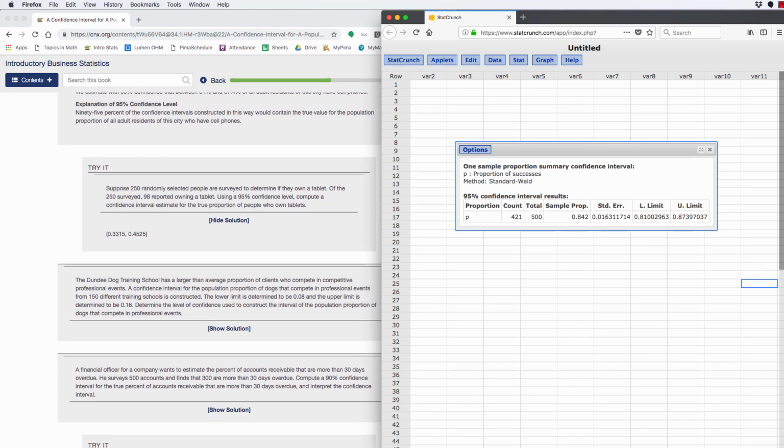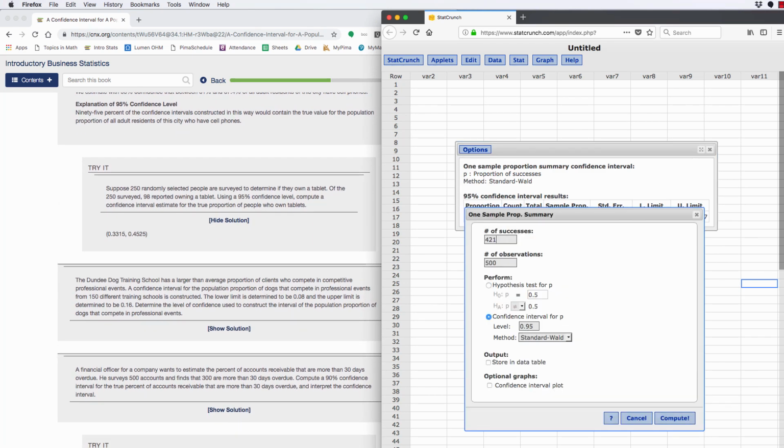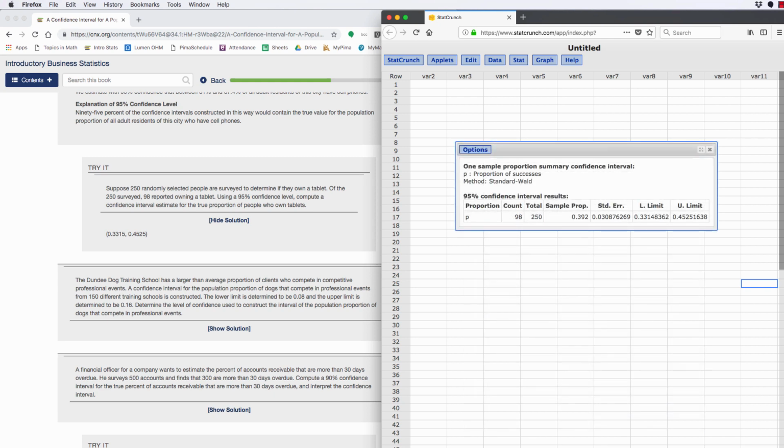The second one, option edit, we have 98 out of 250, 95% confidence level, shows 33 to 45%, which is what they have as well. And so that's how we perform a confidence interval.